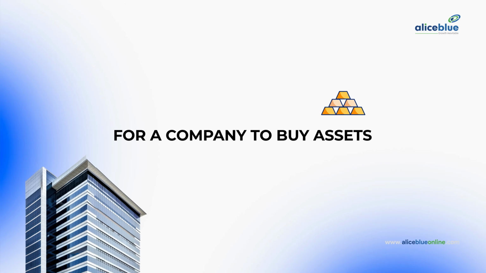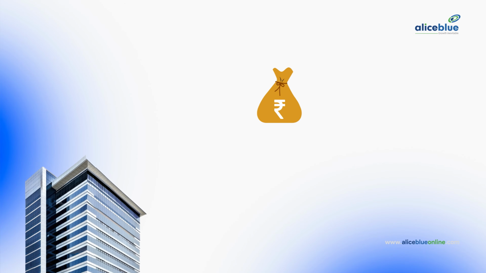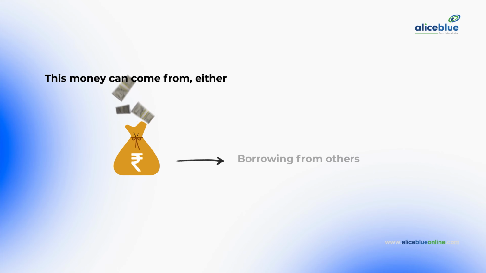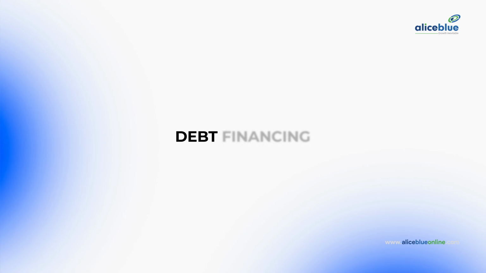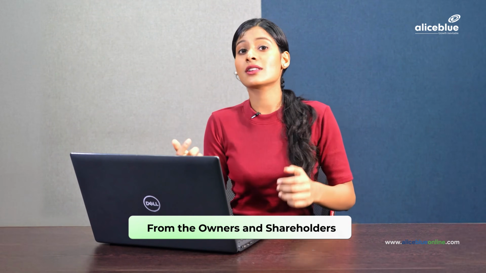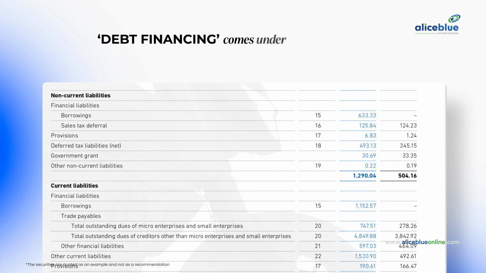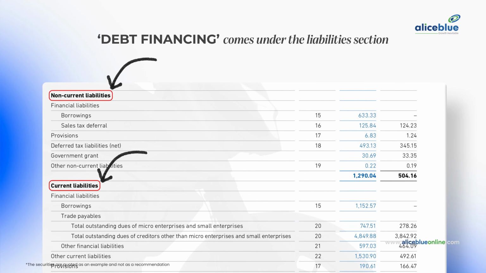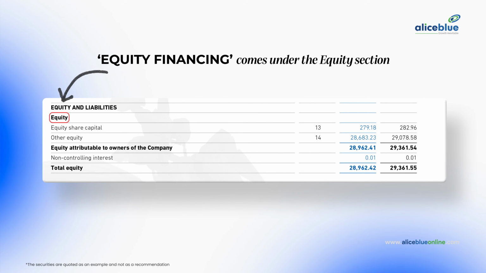Now, there's an interesting reason behind why they are grouped together. See, for a company to buy assets, they will need money, right? This money can come from either borrowing from others, which is called debt financing, or from the owners and the shareholders of the company, which is called equity financing. Debt financing comes under the liability section and equity financing comes under the equity section.